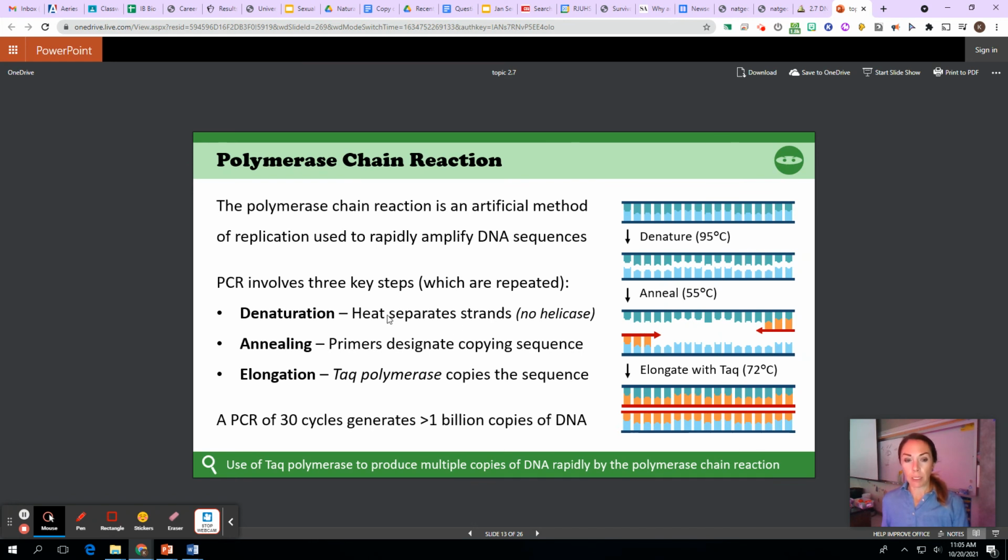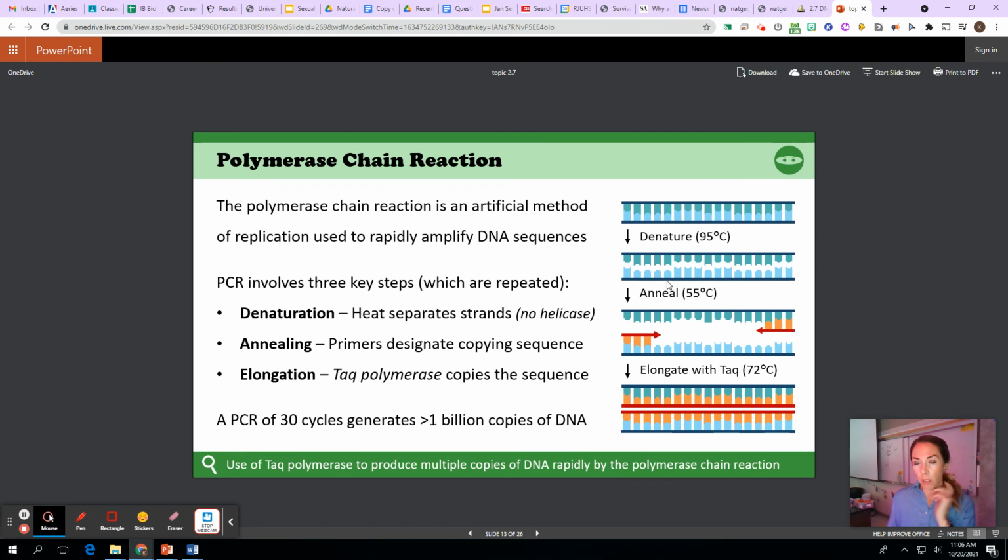The denature step heat-separates the strands. There's no helicase involved, but there's a certain temperature where the strands break apart, 95 degrees. The annealing is when the primers are designated for the copying sequence. They're priming to copy the sequence and add the bases. And then the elongation process is when it copies the sequence. That's the one that actually goes around. Look at the different temperatures too: 95, 55, 72. So these occur in very specific situations.